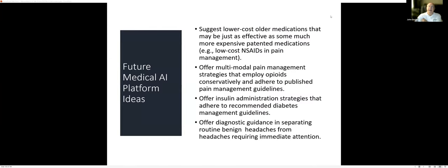What about future AI platform ideas? We might suggest lower cost, older medications that may be just as effective as some of the more expensive patented medications, low-cost non-steroidals for pain management, offer multimodal pain management strategies that employ opioids conservatively, near to published pain management algorithms, offer insulin administration strategies that adhere to recommended diabetes management guidelines, or offer guidance for separating routine benign headaches from headaches requiring immediate attention. For example, if the patient says, this is the worst headache in my life, I can't imagine that anyone would ever have a headache this bad, that could be a sign of a subarachnoid bleed and requires immediate intervention.